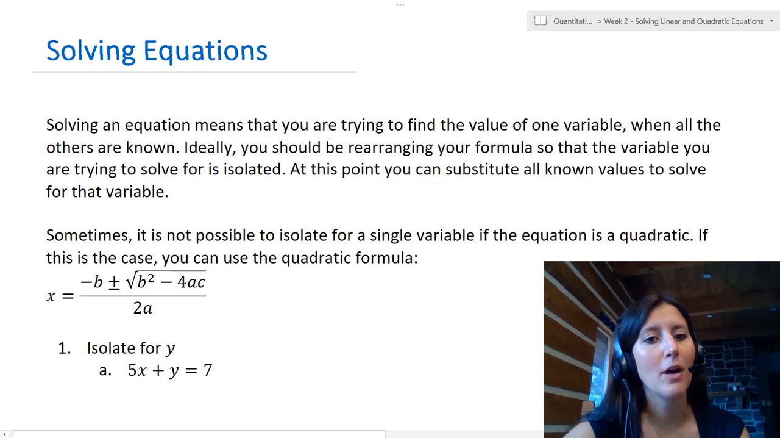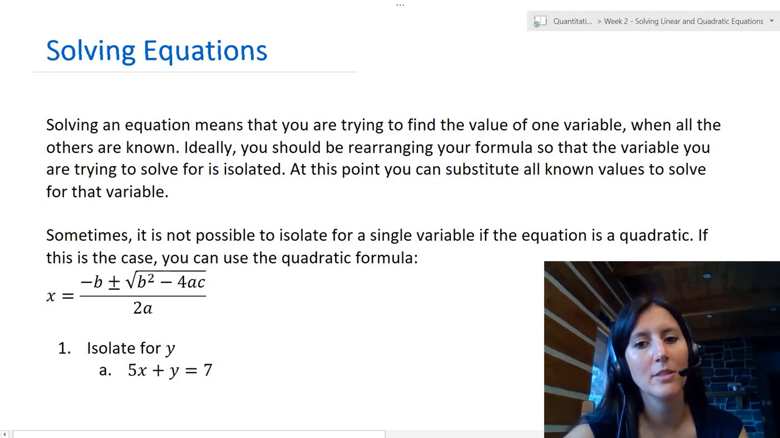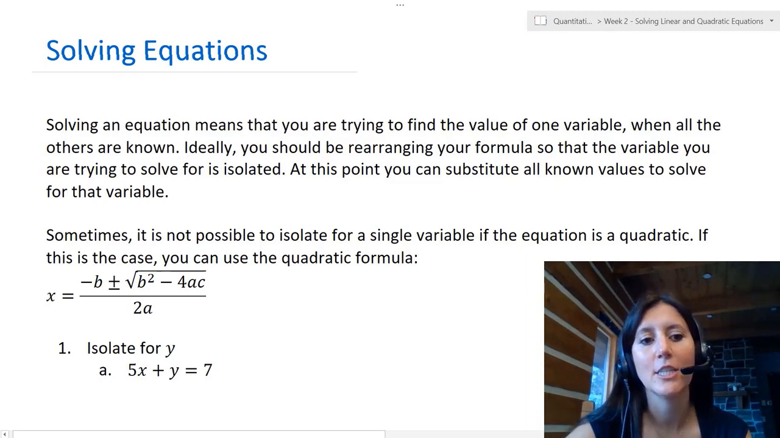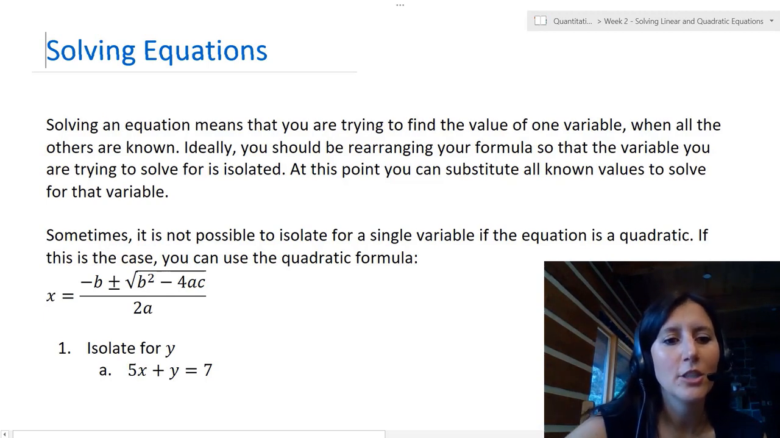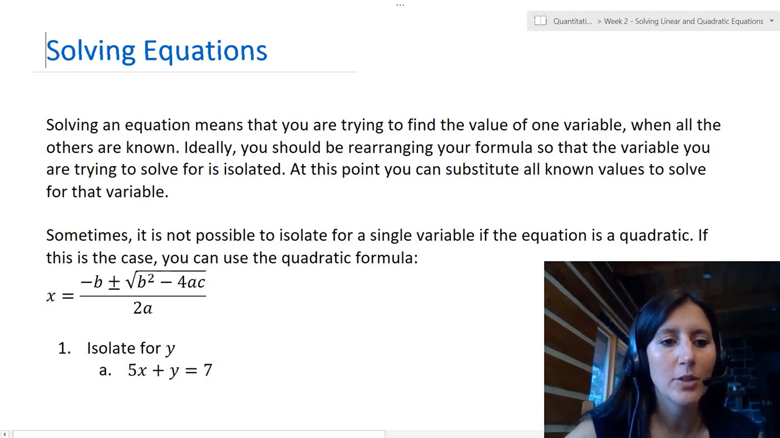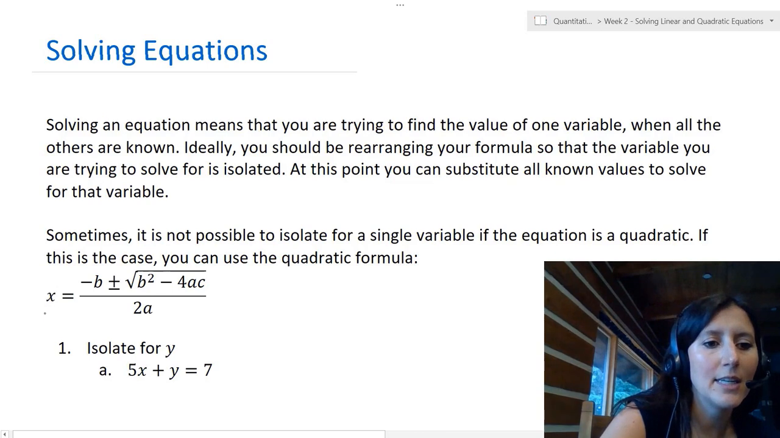Sometimes it's not going to be possible to isolate for one of the variables if the equation is a quadratic. And quadratic means that the biggest exponent that you're going to see is a 2. Okay, so it's going to be squared. If this is the case, you can use the quadratic formula. The quadratic formula will be given to you on all your tests, so you'll be able to use this formula, and this is it here below.